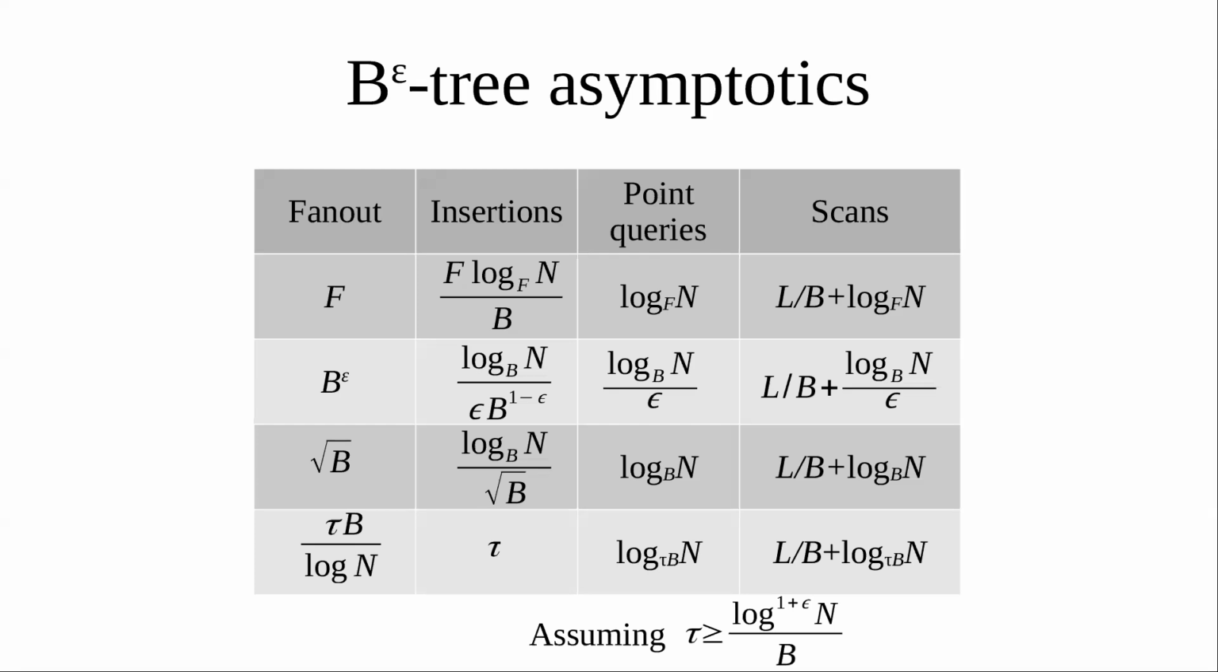And this works, I guess this table didn't come out right. In general, if you wanted to match the Brodal-Fagerberg lower bound, you would take the fanout to be tau times B over log n. That would give you an insertion cost of tau and all these other parameters, which matches the Brodal-Fagerberg lower bound, as long as tau is sufficiently large.